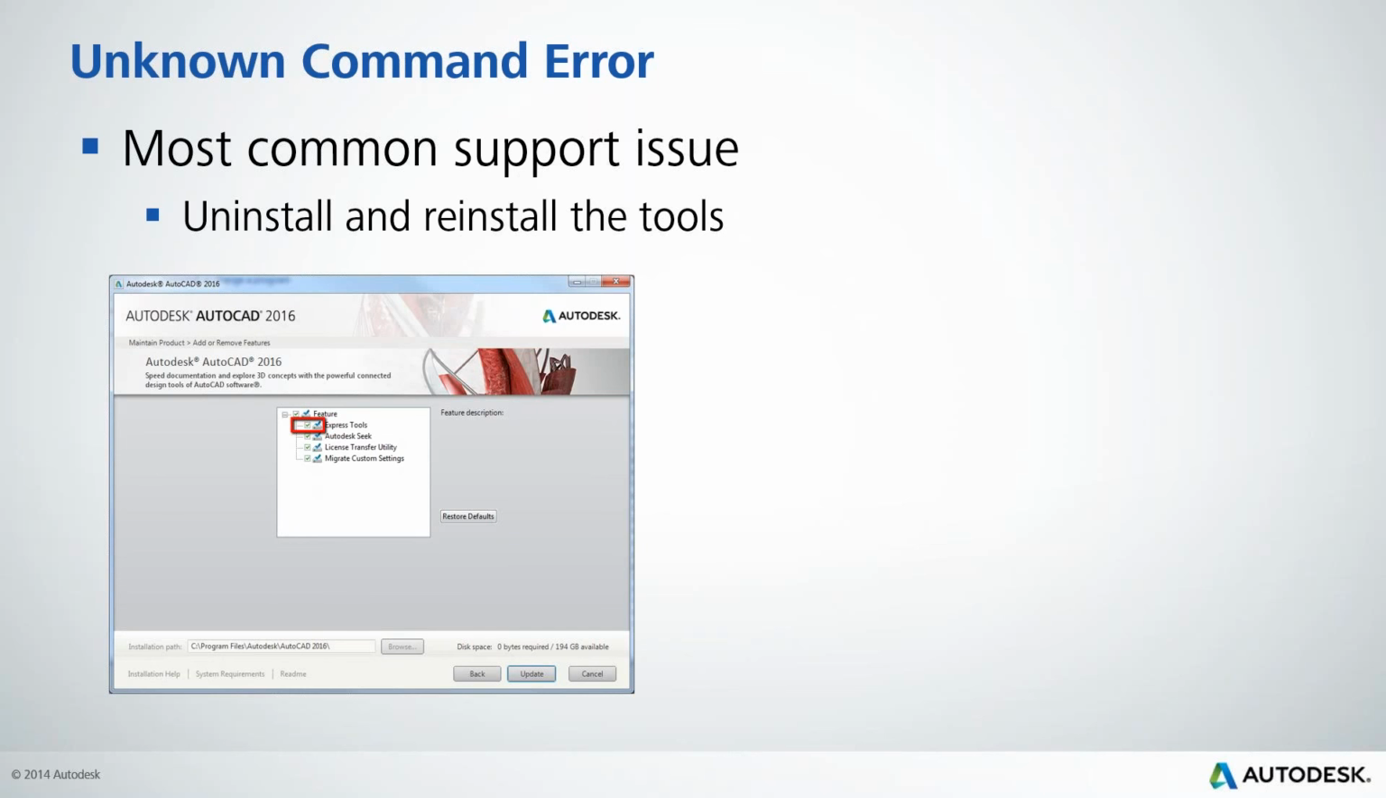So you go into Control Panel, select your AutoCAD, in this case AutoCAD 2016, select add or remove features, and then uncheck the Express Tools option and hit update to uninstall them. Then repeat this and check the checkbox to install them back in. And most of the time, this will fix it.